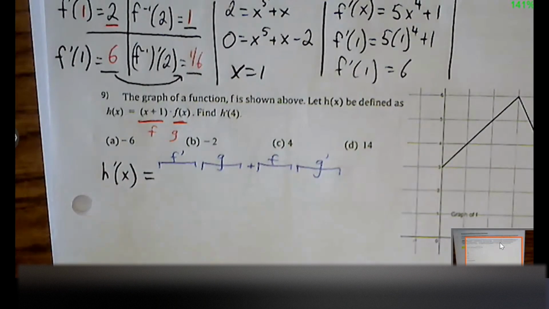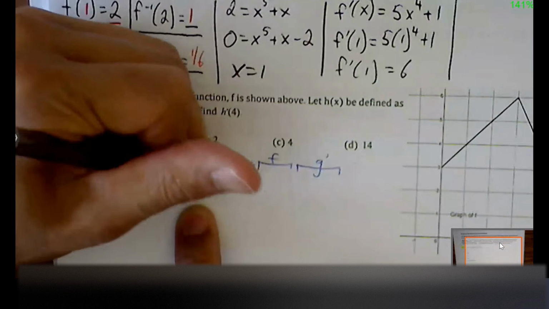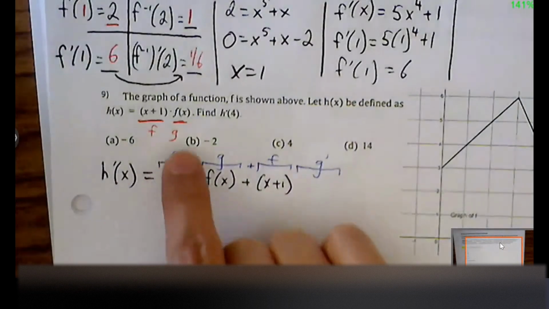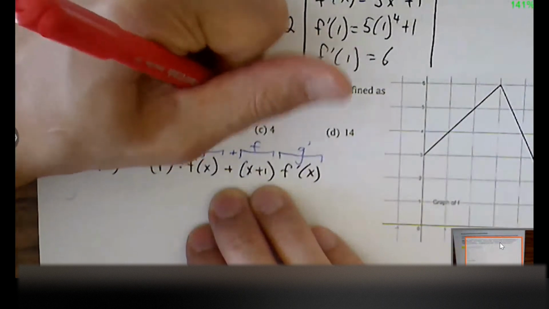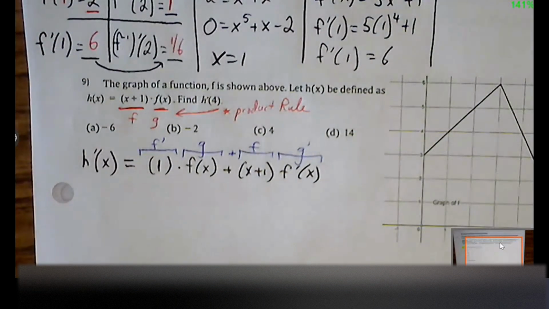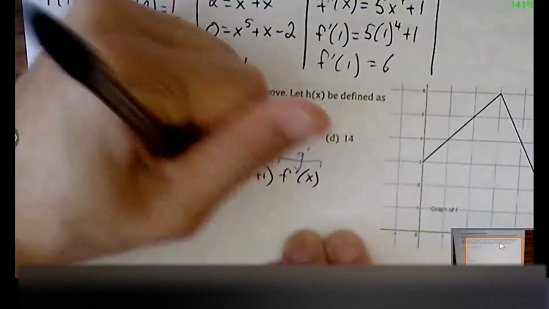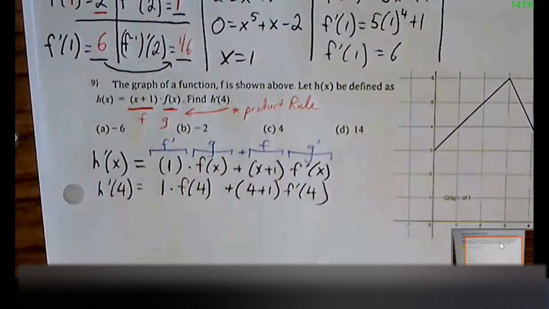f prime times g plus f g prime. f prime is 1, g function, back to f. And then g prime. g prime is the derivative of this f, which is f prime. Okay, replace every x with 4. So 1 times f of 4 plus 5 times f prime of 4.